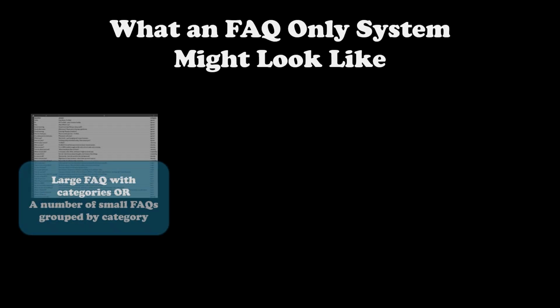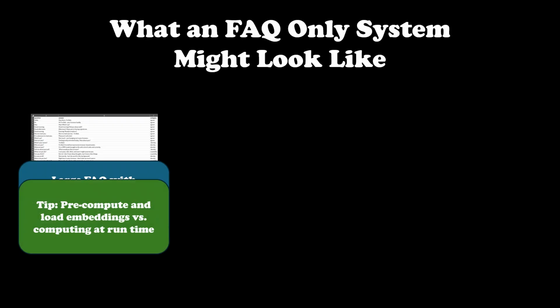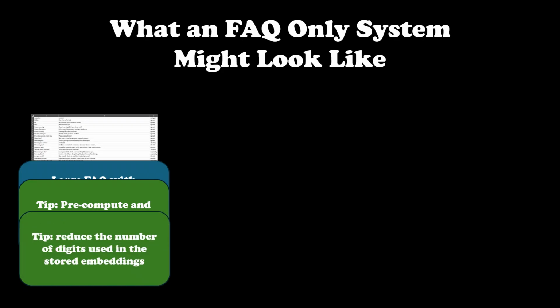An FAQ-only system might start with a large FAQ with categories, or a number of small FAQ files grouped by category. The Building Bob system computes the FAQ question embeddings on page load. This may not be practical with a large FAQ system. However, you could pre-compute and load embeddings versus computing at runtime. In order to minimize storage requirements, you can limit the number of digits saved for the embeddings. This feature is built into the Building Bob library and can reduce the embedding storage size to a third compared to allowing the full number of digits. This efficiency tip has very minimal impact on similarity comparisons.